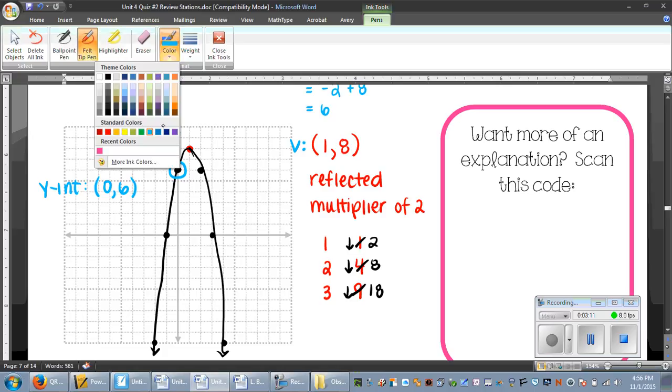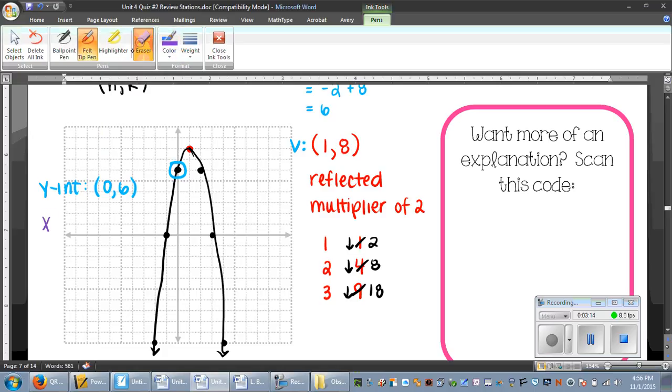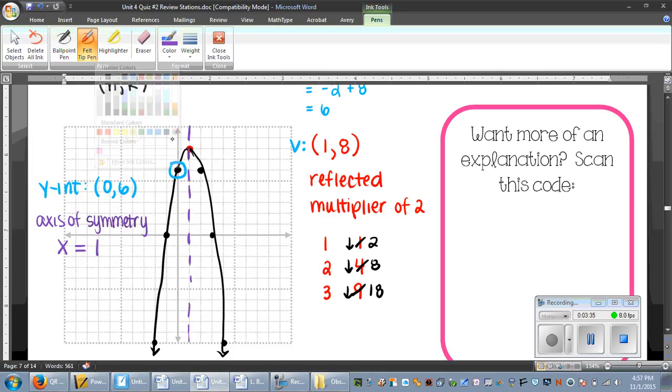I can find the axis of symmetry. It's the vertical line that runs through the vertex. So the equation is going to be x equals, and since it goes through the vertex, it's the x-coordinate in the vertex. I know that my graph has a maximum because the highest the graph goes is the vertex. I know the maximum value is at 8.